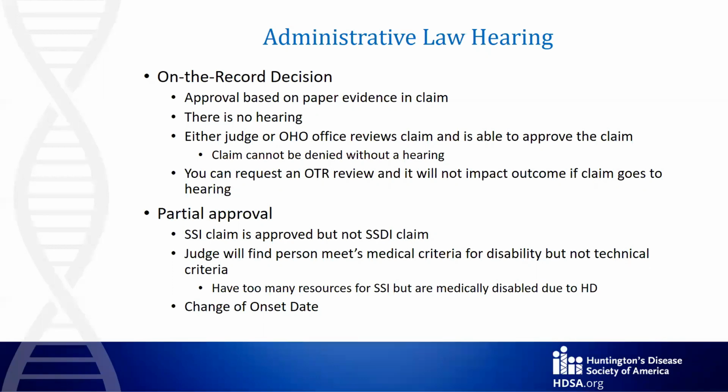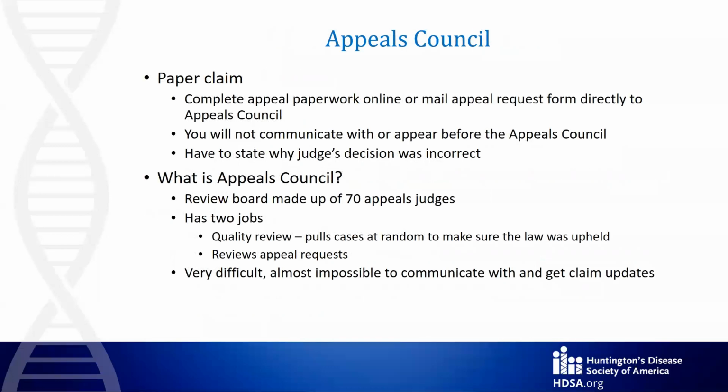So what happens if you are not happy with the outcome of your administrative law hearing or you outright get denied? The next stage of the process is the appeals council. So this is going back to a paper claim. You complete appeal paperwork online or mail the appeal request directly to the appeals council. Before, you used to have some connection with your local field office; now you're going directly to the appeals council. You will not communicate with or appear before the appeals council.